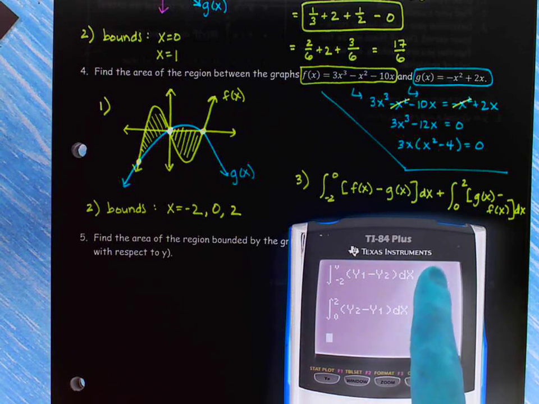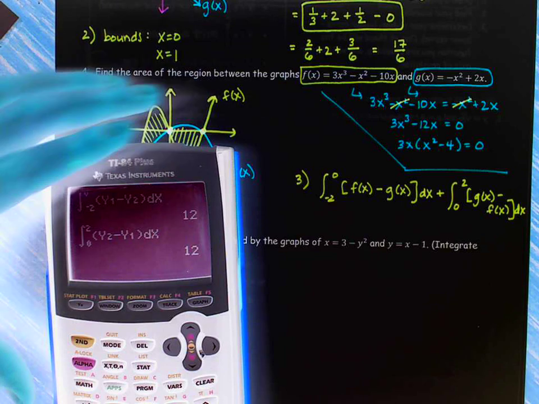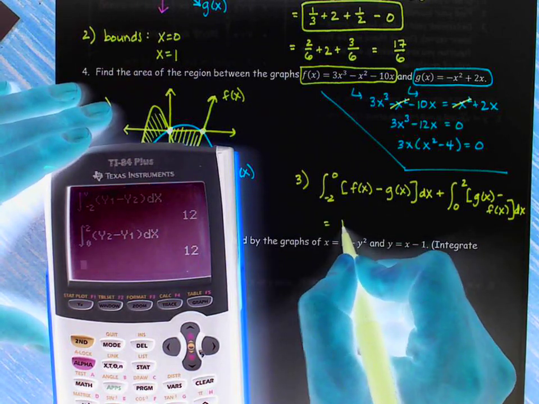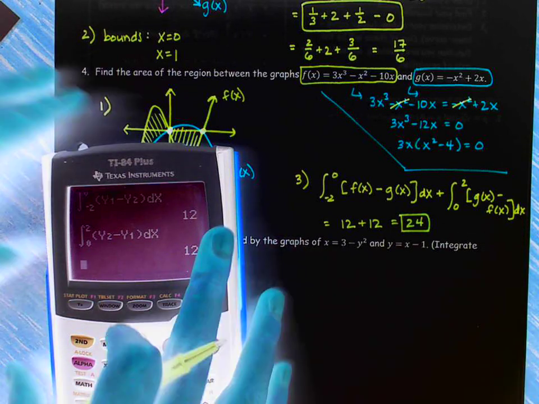And look at that, I had 12 and 12 for my two pieces. So my area for this first piece was 12. I thought I'd just subtract for a minute. The area for the second, so the complete area under the curve for both pieces, is 24.